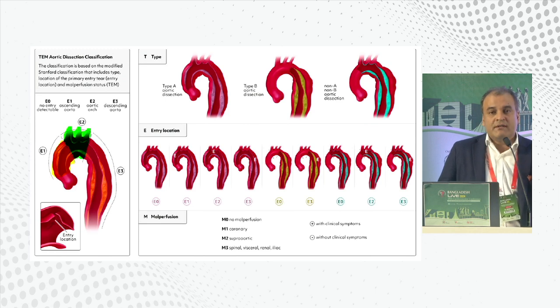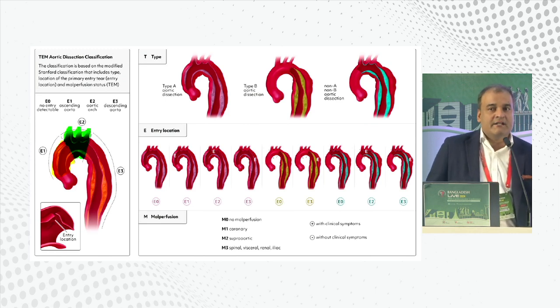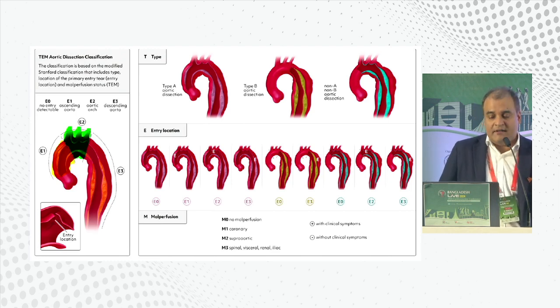Now, the entry location is very important. When there's no entry location that can be identified, it is E0 classification, according to the classification. If the entry tear is in the ascending aorta, it's E1. If it's in the arch, it's E2. If it's in the descending aorta, E3. Then depending on which organ is malperfused, it's further classified into M1, M2, M3.